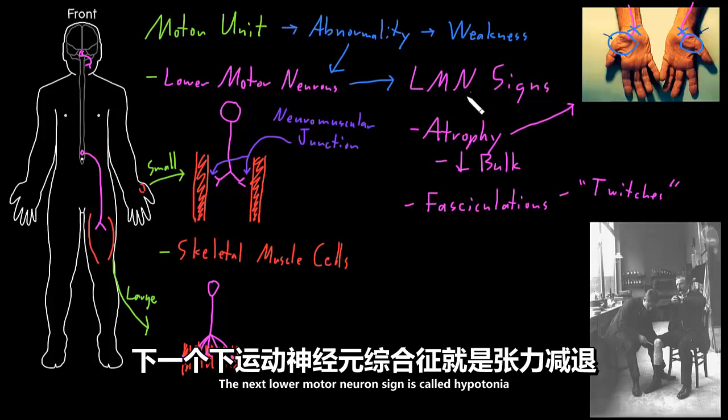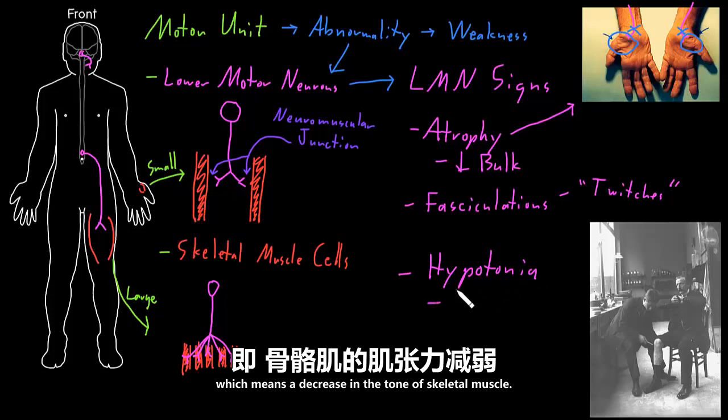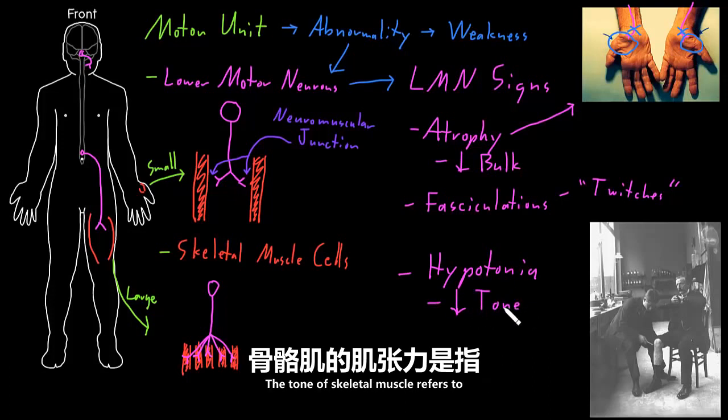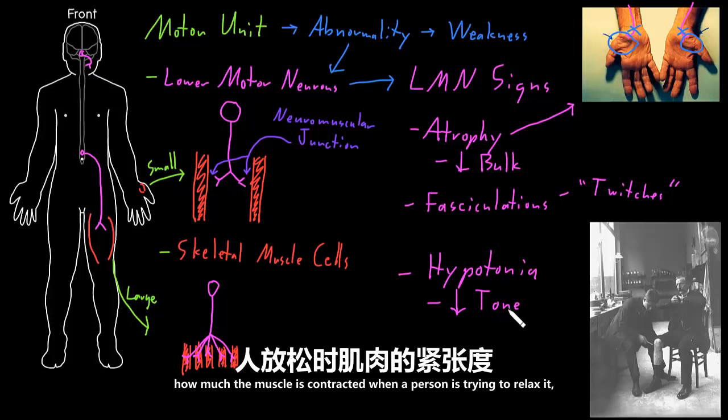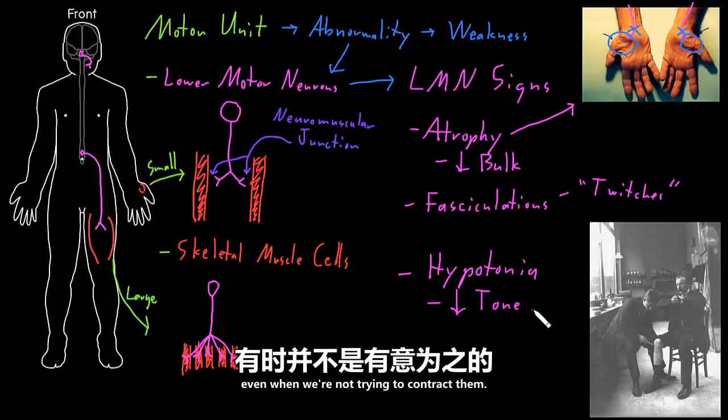The next lower motor neuron sign is called hypotonia, which means a decrease in the tone of skeletal muscle. Now, the tone of skeletal muscle refers to how much the muscle is contracted when a person's trying to relax it, because our muscles are always just a little bit contracted, even when we're not trying to contract them.